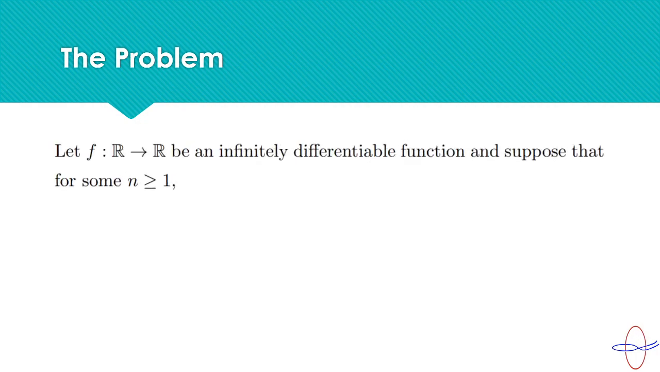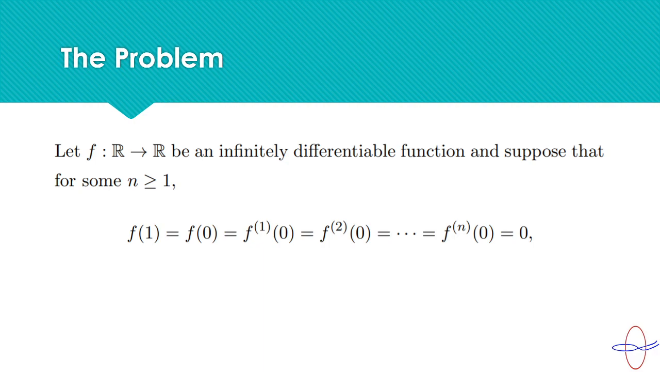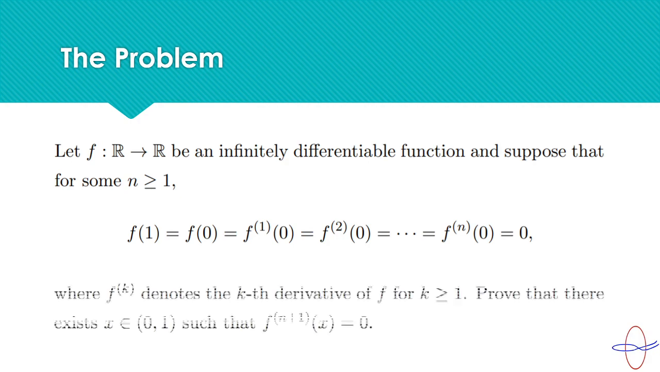We are given a function from R to R which is infinitely differentiable, and it's given that for some natural number n, f(1) and f(0) are equal to 0, those 1 and 0 are the roots, and also the first derivative, second derivative, till the nth derivative at 0 are 0. Great. So what do we have to prove? We have to prove that there exists an x between 0 and 1 such that the (n+1)th derivative at x is 0.